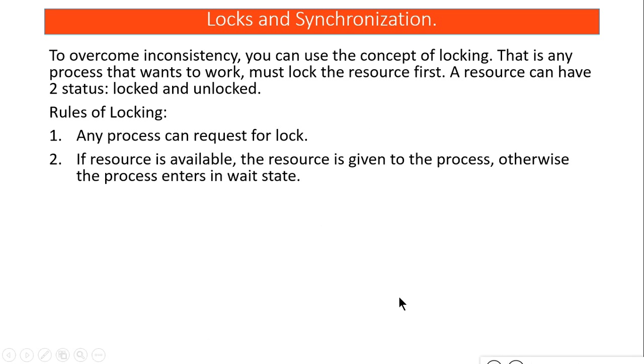Okay, so there are some rules of locking and how to use the locks. So these are the rules. Any process, that is P1, P2, P3, P4, whatever process, can request a lock on a resource. If the resource is available and is not being used by some other process, then the request is accepted and the process locks the resource. But if it is being used, then the requesting process enters the wait state.